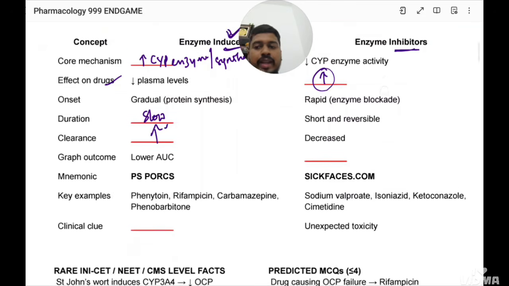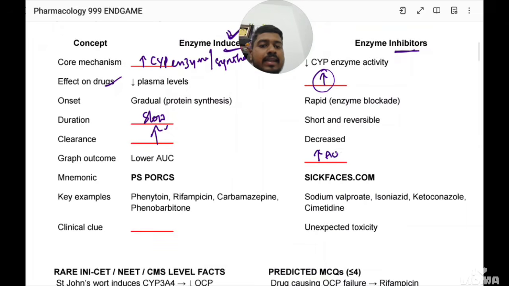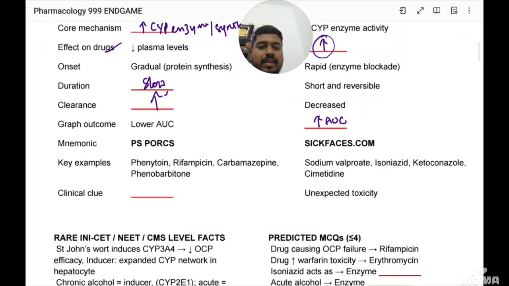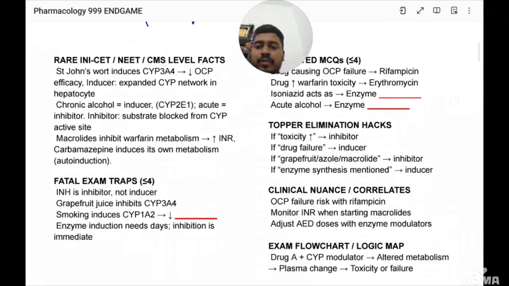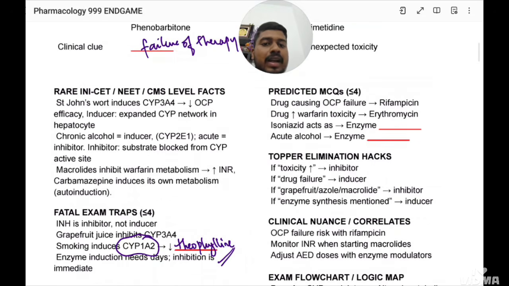Next, what happens to area under the curve? Area under the curve is increased in case of enzyme inhibition. What is the clinical clue in enzyme induction? Failure of therapy is the clue. For example, as I told you, OCP and rifampicin, failure of OCP. Smoking induces CYP1A2, which is involved in metabolism of theophylline, so theophylline levels will decrease if smoking is present. Isoniazid acts as an enzyme inhibitor. Acute alcohol acts as an enzyme inhibitor.